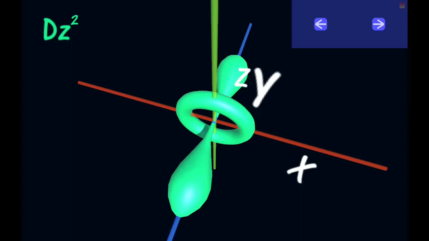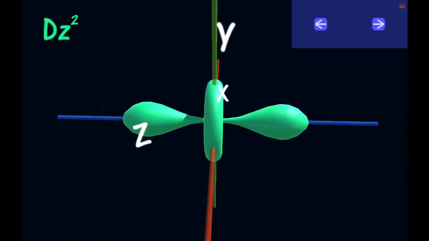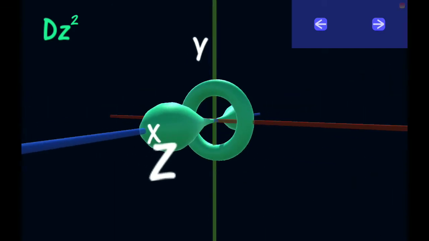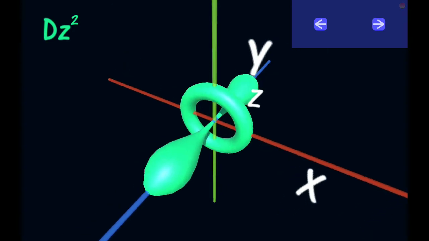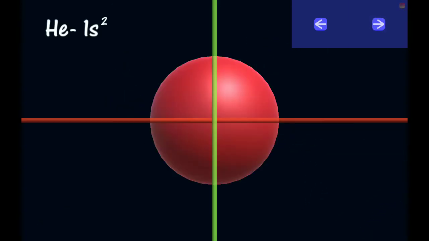Now we have dz square. This has a very beautiful shape. There is a dumbbell shape along the z-axis, and you can see a spherical kind of shape along the x and y-axis. So this is the 3D diagram. Now let's see some examples.